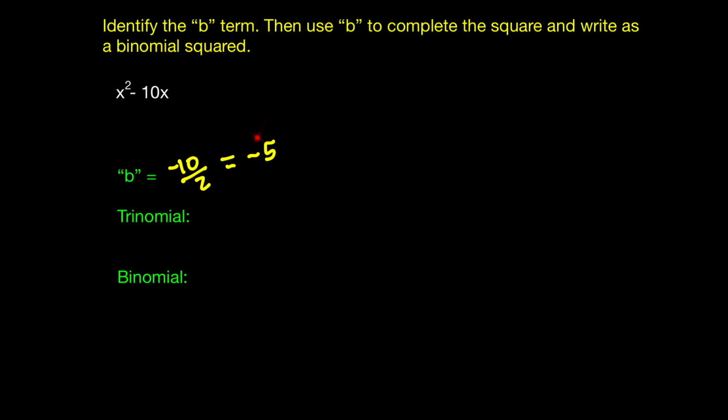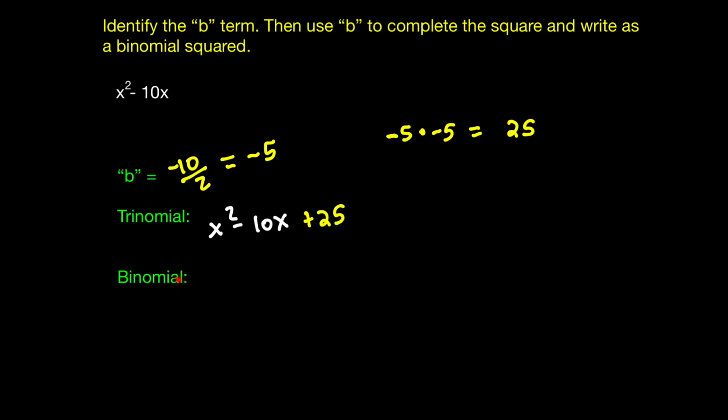Now, once we have the result, we're going to get the result and multiply it by itself. Negative 5 times negative 5. Remember that a negative times negative is a positive, so we get a positive 25. This is telling us that to obtain a perfect square trinomial, we need to add 25 units to the original expression. So here we're going to get x squared minus 10x, and then we're going to add 25.